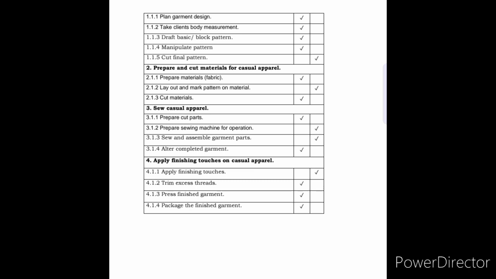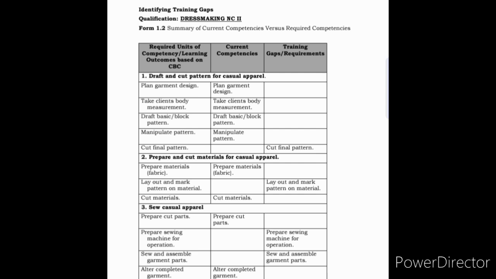So this is the result for the core competencies. This is the result for the TNA Form 1.2, identifying training gaps. So as we can see, the training gaps or requirements of this respondent include cut final pattern, layout and mark pattern on material, prepare sewing machine for operation, sew and assemble garment parts, and apply finishing touches.